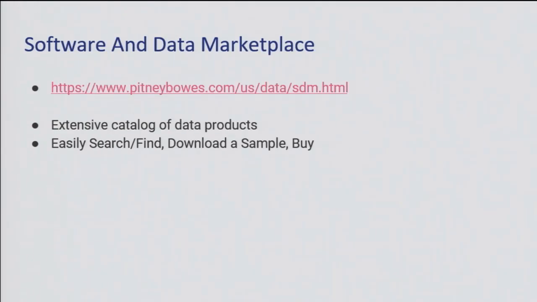Our Software and Data Marketplace is basically an extensive catalog of data products. We will be putting all our software products in there, but they're not in there right now, so it's called Software and Data Marketplace, but it's just data. And it's a way to easily search, find, download sample data, try it out, and buy it. Maybe it's not unique as far as the store for data goes, but we have a lot of data at Pitney Bowes, and I'll give you an example of some of the things you can find.